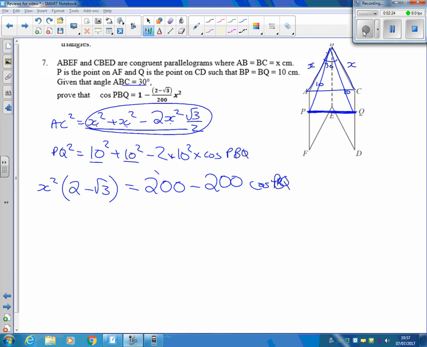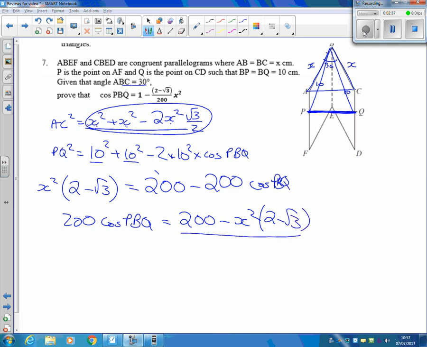Just rearranging that then, we've got 200 cos PBQ equals 200 minus x squared lots of 2 minus root 3. And if we divide both by 200, there we've got the answer. A bit of tidying up to do. So 200 divided by 200 is 1, minus (2 minus root 3) over 200, x squared. That's what we were aiming for here.